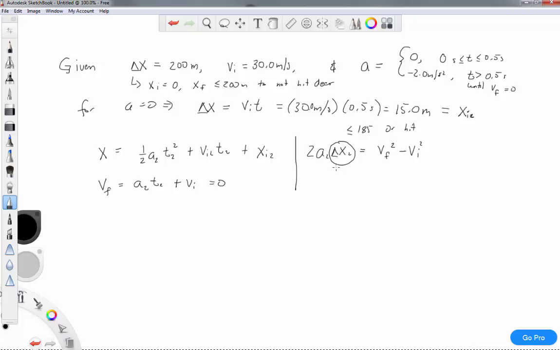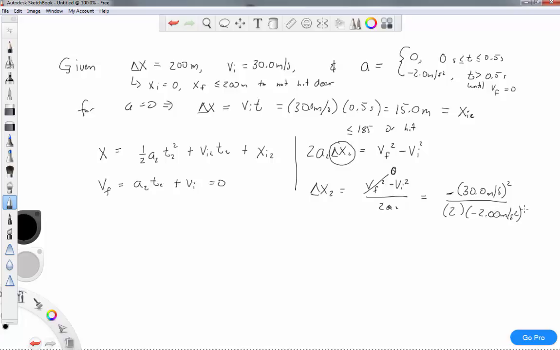All right, so let's solve this for delta x2. Delta x2 becomes v final squared minus v initial squared over 2a2, and v final squared needs to be 0 because you've got to be no longer moving. So this becomes the negative of 30.0 meters per second squared divided by 2 times negative 2.00 meters per second squared. Plugging these into our calculator, I obtain that delta x for this interval is 225 meters.